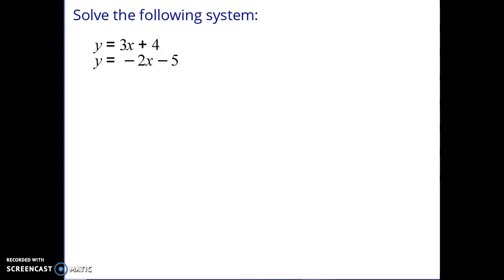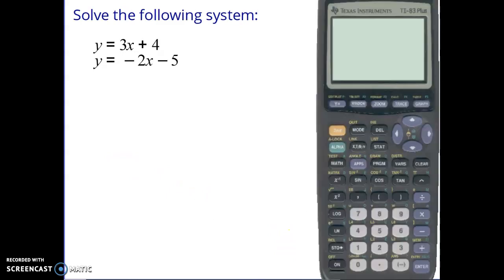Okay, let's look at solving this system of equations. Okay, so I'm going to put this in the calculator. All right, this is like what you guys are used to using in class. I'm going to go to the y equals screen. Let me turn it on. Go to the y equals. So I've already got them typed in there for us, 3x plus 4 and negative 2x minus 5, and we're going to graph it. All right, and you can see the point of intersection right here.